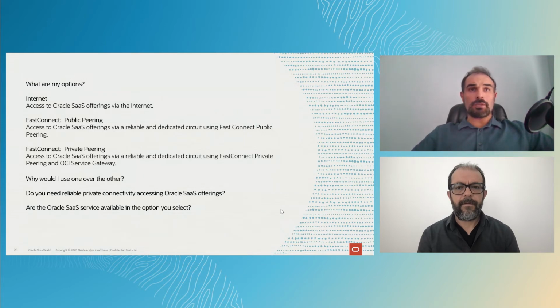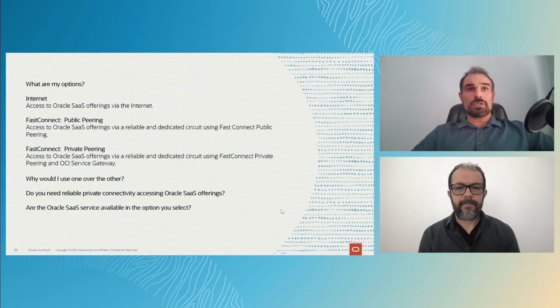With public peering, very similar to the internet solution, you're going to be able to see those IP addresses for the services, and you can access the services. For private peering, you can deploy something we call the service gateway within your OCI footprint. From your on-prem, you hit the service gateway, and the service gateway will open the doors to the world of Oracle SaaS applications.